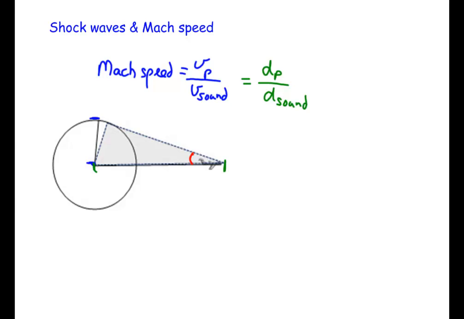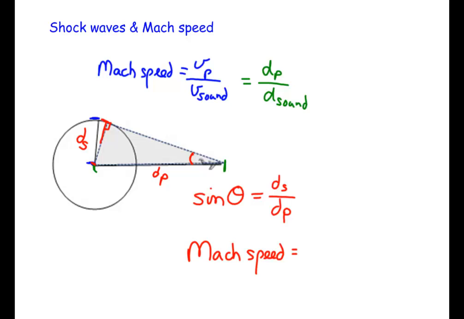If we look at this particular setup, we have a right triangle here. So the distance from the center to the wavefront is simply the radius of that circle. It's the side opposite our angle. Here's our hypotenuse. That's the distance that the plane has traveled. The side opposite is the distance that the sound wave has traveled. And so opposite over hypotenuse is a sine. So the sine of this angle is equal to the distance that the sound has traveled over the distance that the plane has traveled, which is the inverse of the Mach speed. So Mach speed can also be represented as 1 over the sine of this angle.